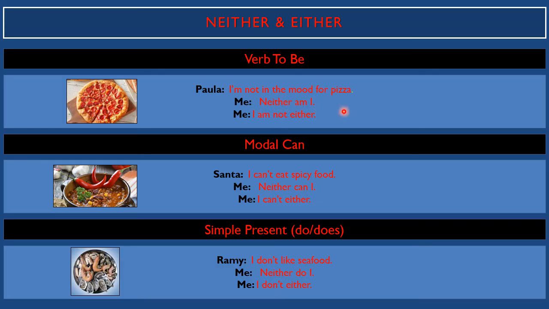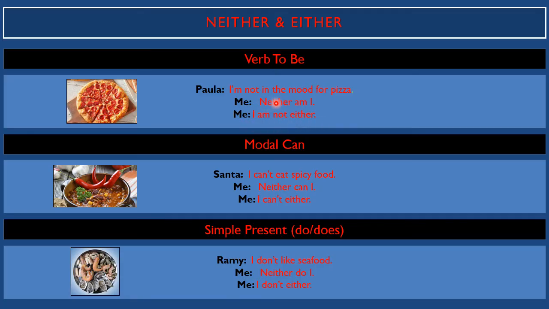Neither am I. Or, I'm not either. In this case, I use neither or either. Neither at the beginning of the sentence, either at the end. And we use the auxiliary in the negative form, not with either.